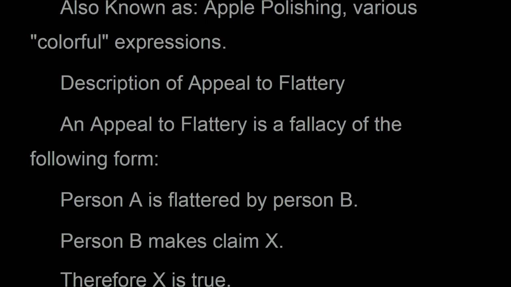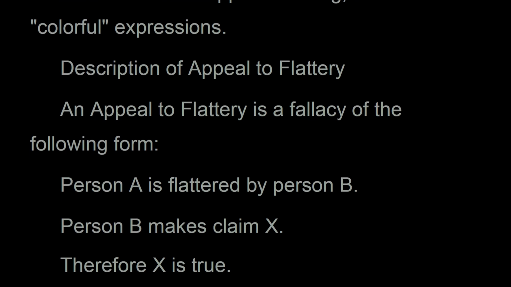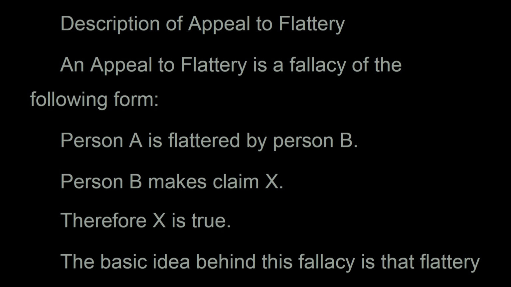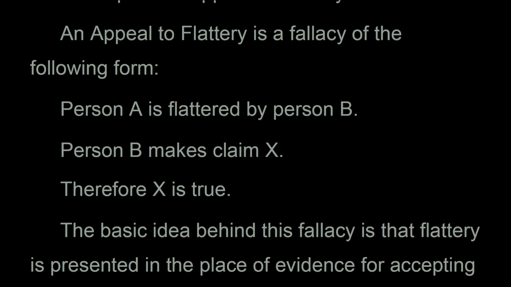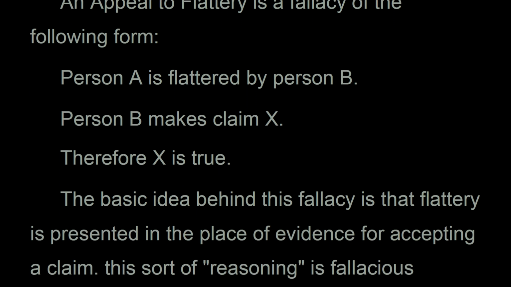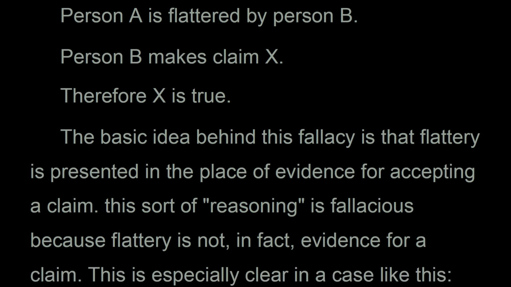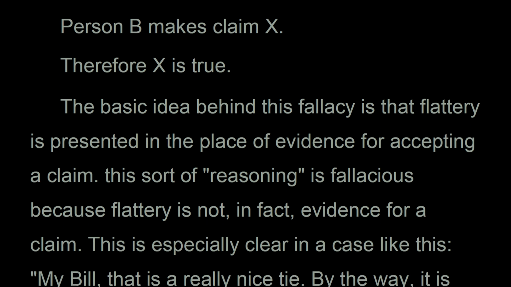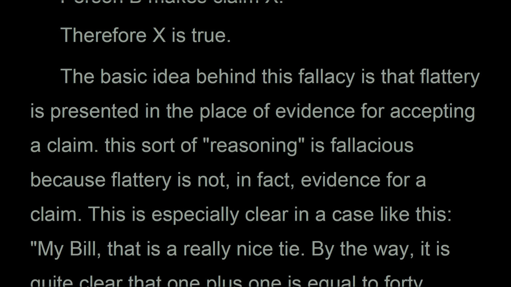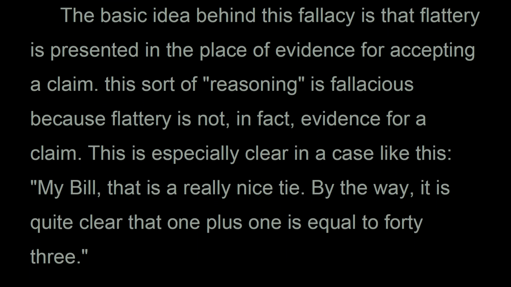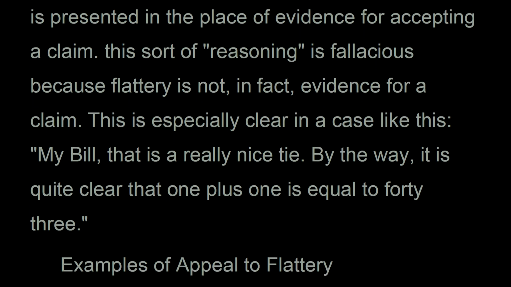Description of appeal to flattery. An appeal to flattery is a fallacy of the following form. Person A is flattered by person B. Person B makes claim X. Therefore X is true. The basic idea behind this fallacy is that flattery is presented in the place of evidence for accepting a claim. This sort of reasoning is fallacious because flattery is not, in fact, evidence for a claim.